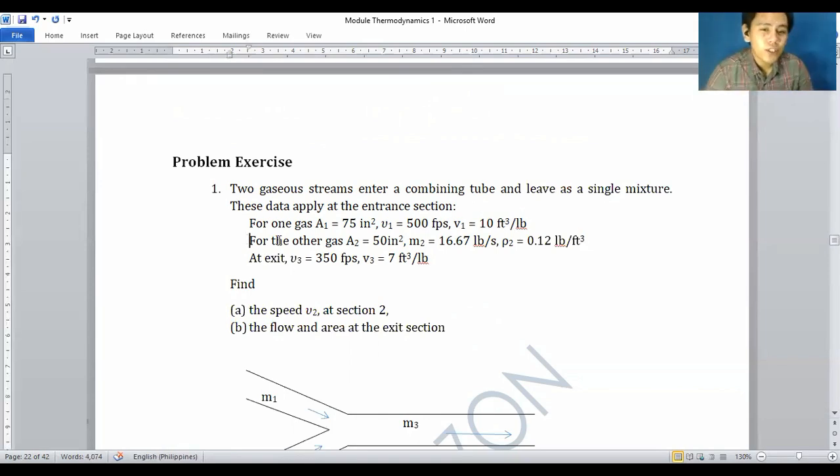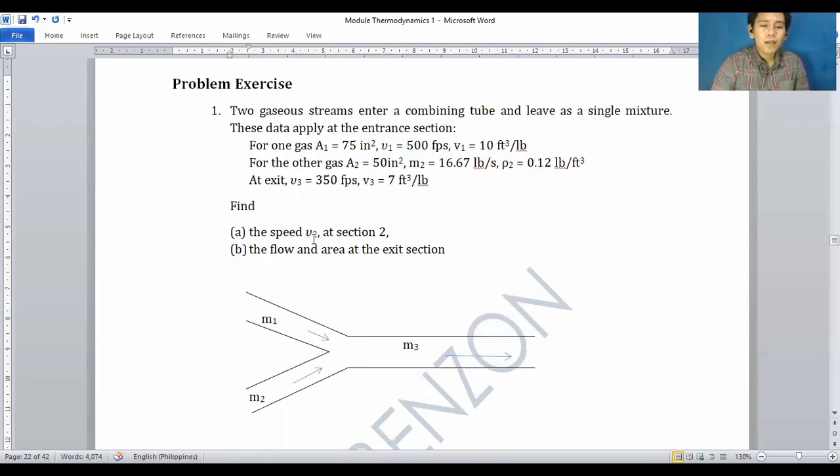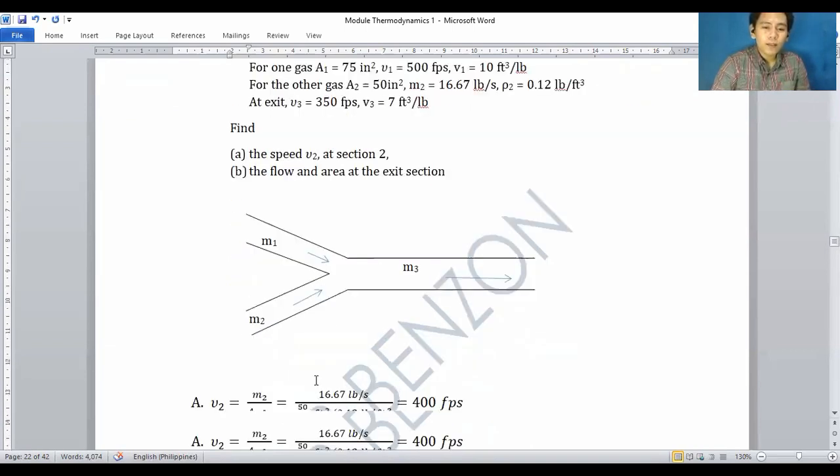Next condition for the other gas, which is tube 2. Area 2 is equal to 50 inches squared. Its mass flow is 16.67 pounds per second, and its density is 0.12 pound per cubic feet. Now, at the exit, this is the condition. Velocity is equal to 350 feet per second, and its specific volume is 7 cubic feet per pound. Now, what are we going to find? Letter A is the speed at section 2.